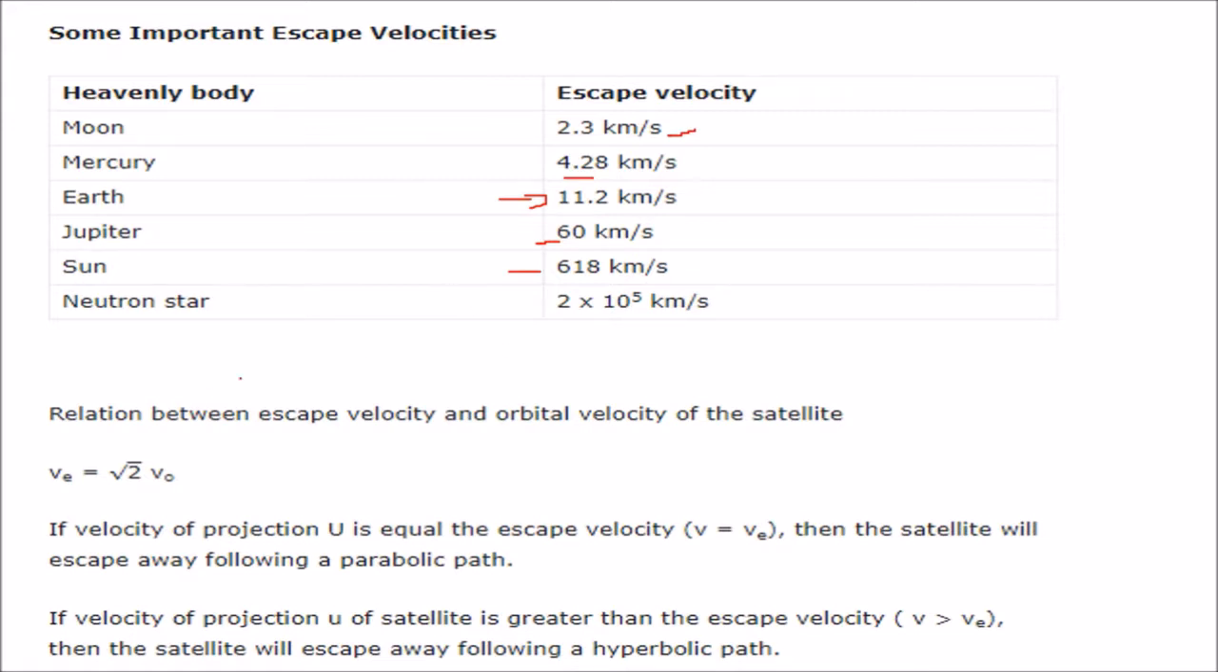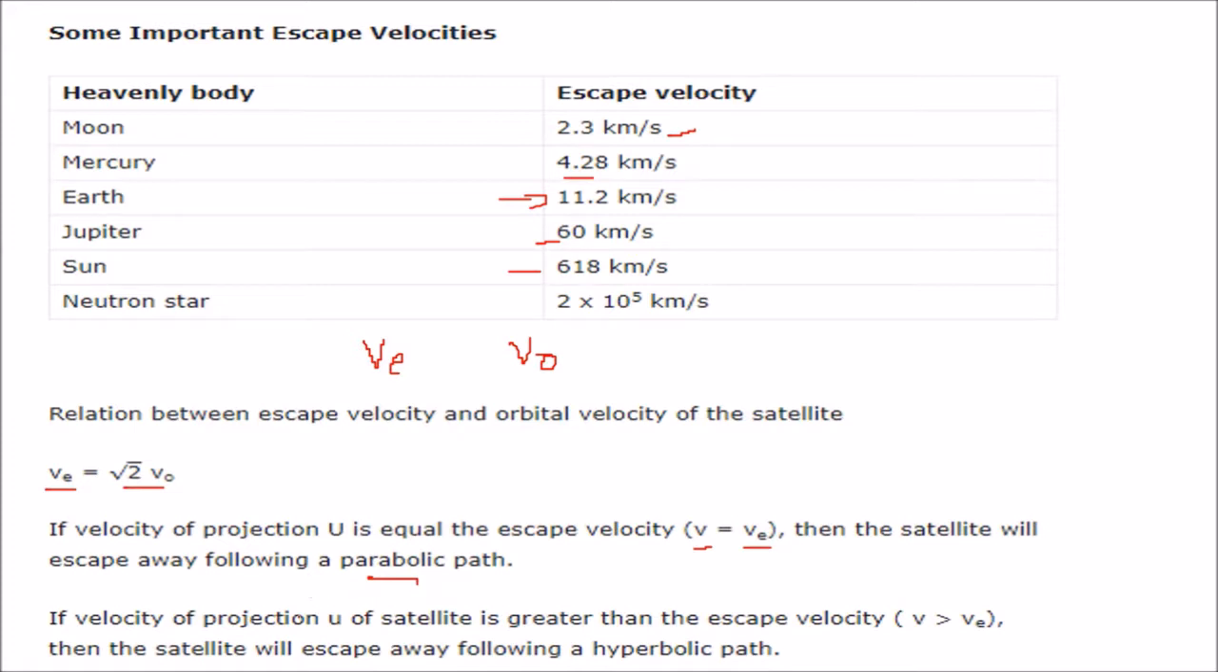So what is the relationship between V escape, that is escape velocity, and orbital velocity? The escape velocity is equal to under root 2 times the V_O, that is, orbital velocity. So if the velocity of projection is equal to the escape velocity, that is v equals v_e, then the satellite will escape away from the earth, or from the planet, using a parabolic path.